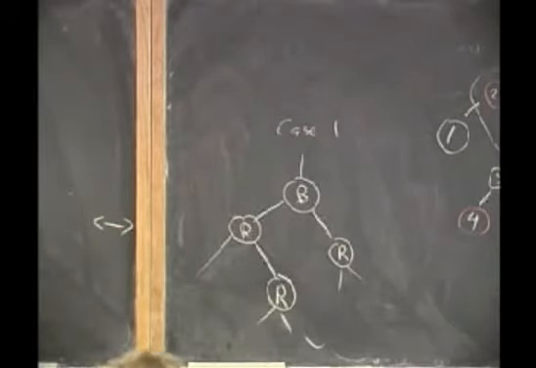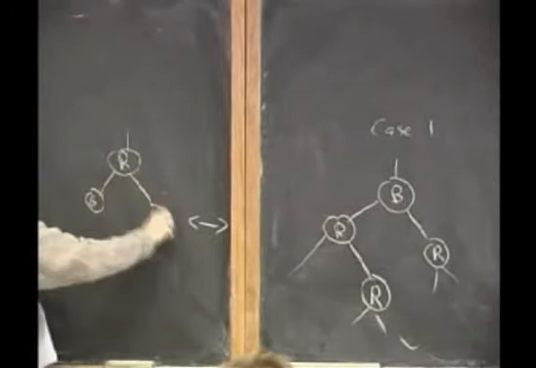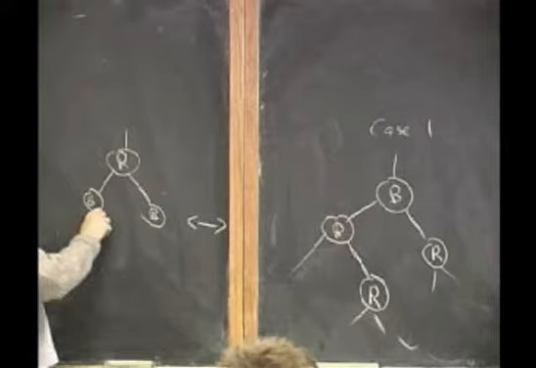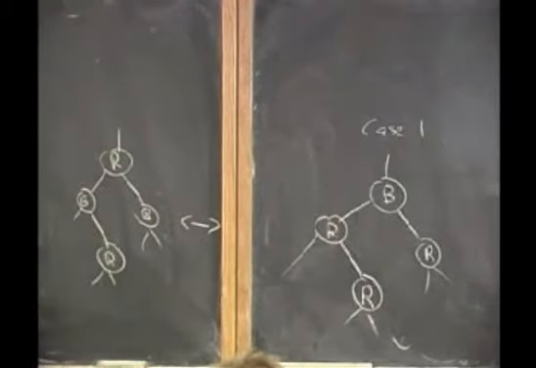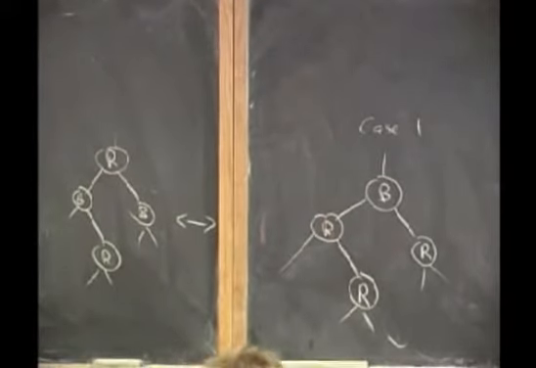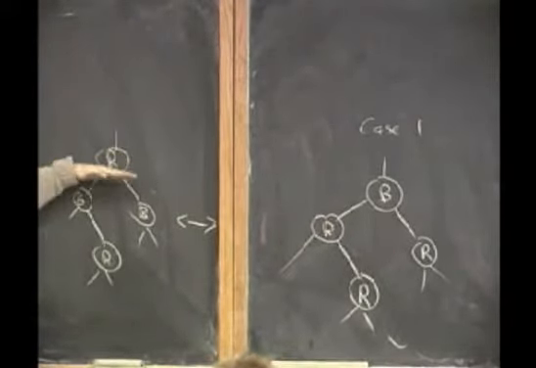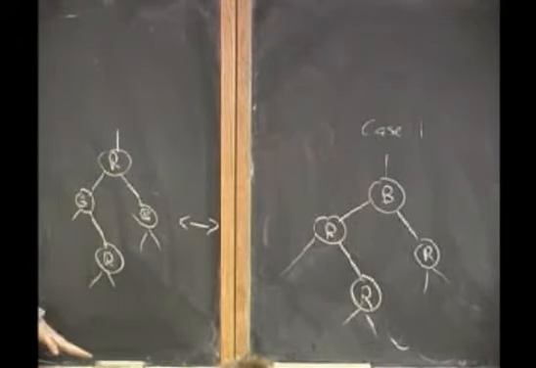How do you fix it? This turns into a red. These two turn to blacks. And this one stays red. Okay? Convince yourself that this keeps everything below this point a red-black tree.